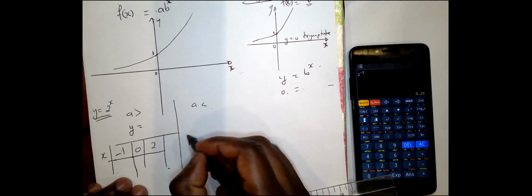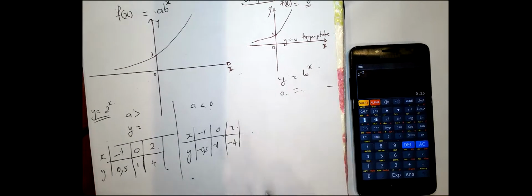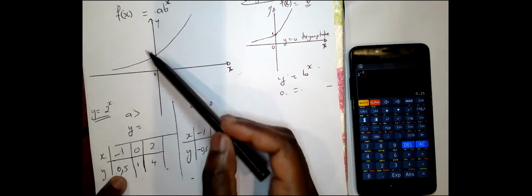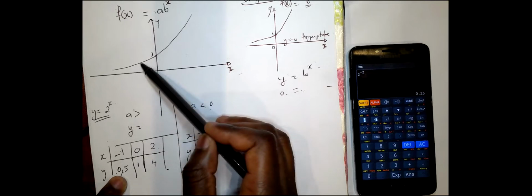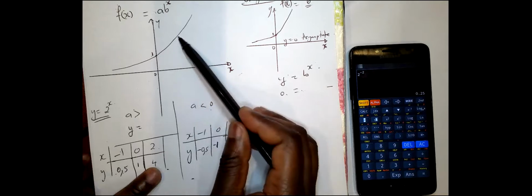Then let's do the same here, x and y. So what we'll be having there is that if it is -1 here, it's going to be 0.5. Then if it is 0, it's 1 like that. Then if it is 2, it's 4 like that.